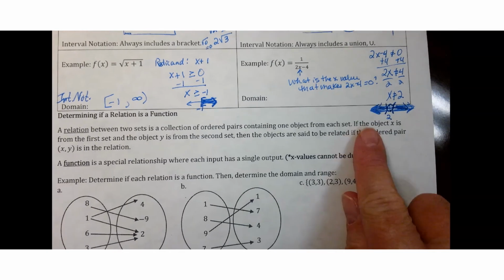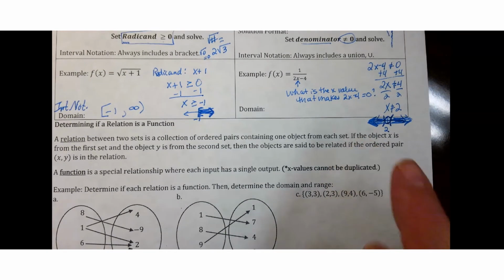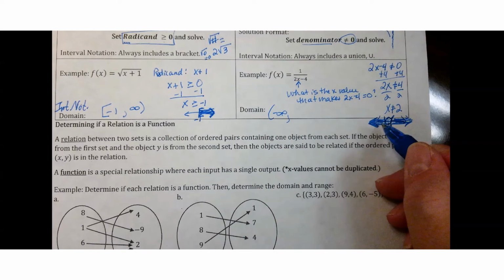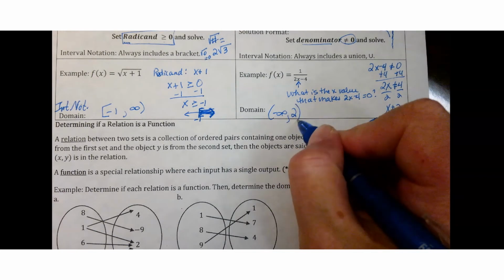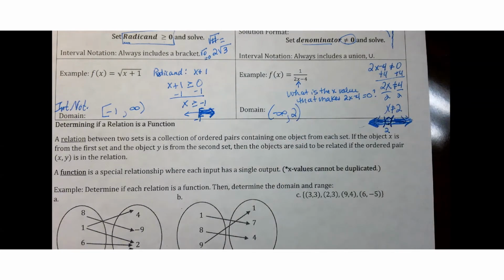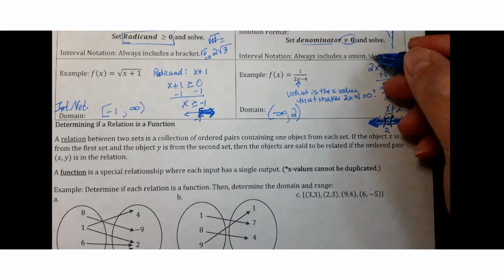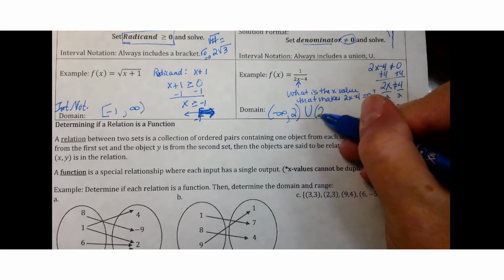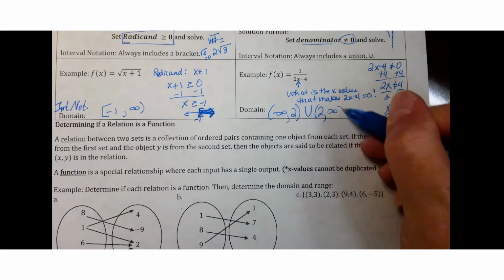So how would we define this interval? This would go from negative infinity, all the way up to 2, really close to 2, but not including 2, so no bracket there. And then it's going to skip over 2, so that's union, because we're joining these two things together. It's going to start back up the other side of 2 and go on to infinity.